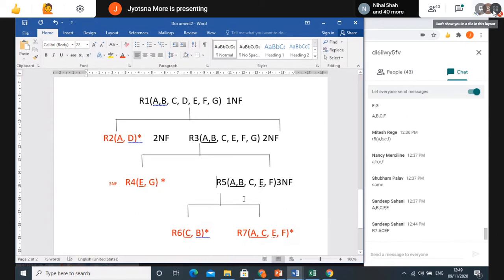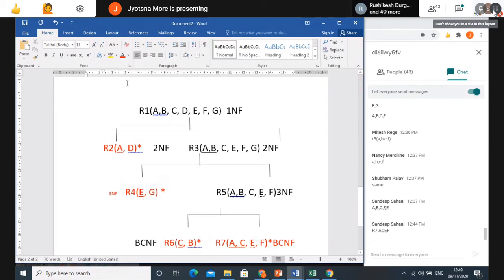Okay. And here you can mention BCNF. So till here we have got the result for all, whether it is 1NF, 2NF, 3NF or BCNF. For all we have received the result. This is also in BCNF. Okay. This is my final diagram, the dependency diagram you can say, for normalization of normalized relations.